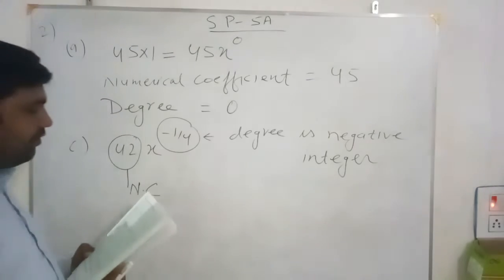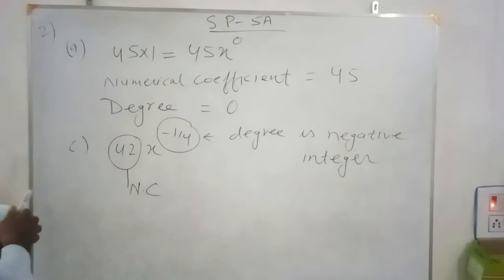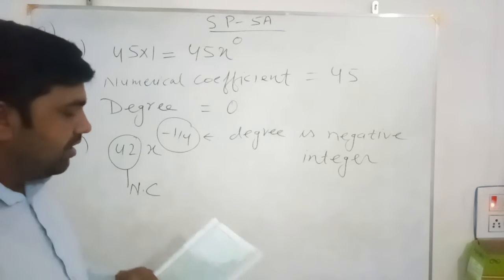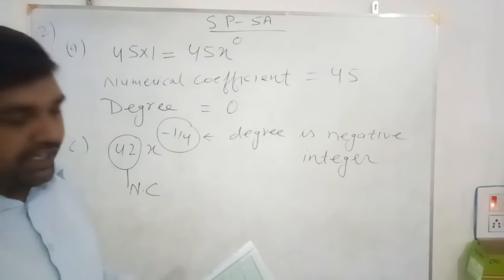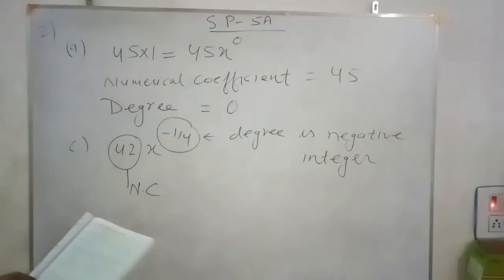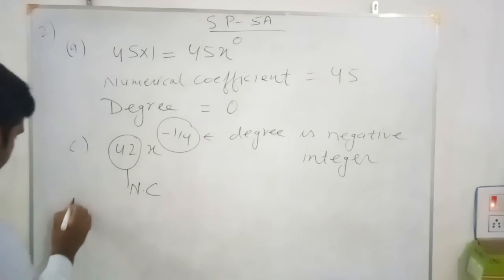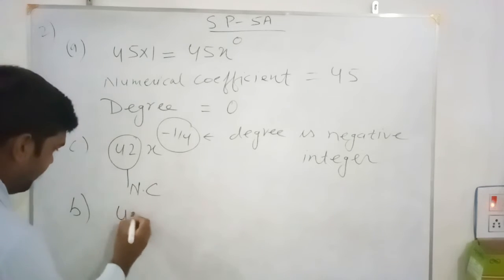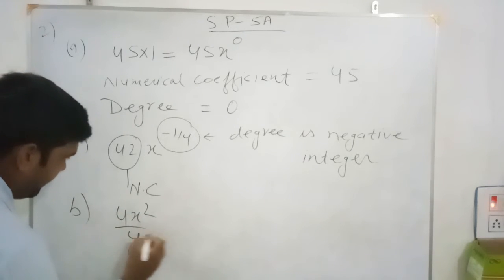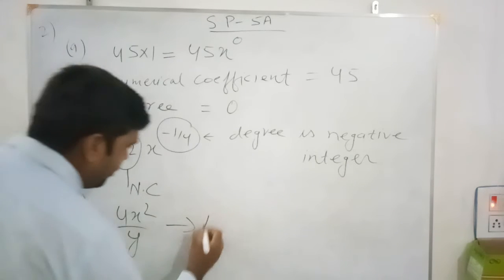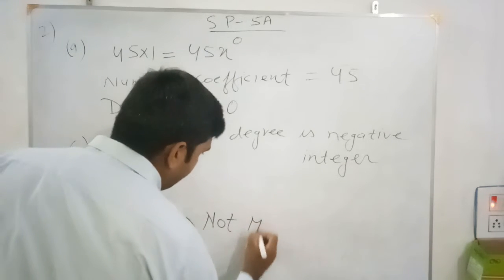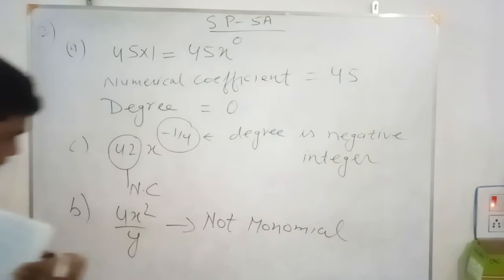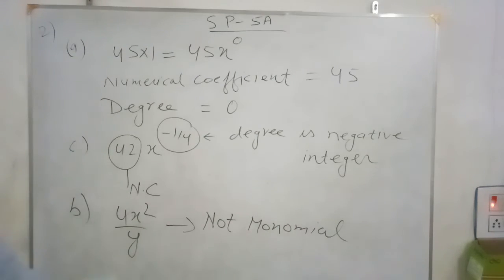Similarly, in 4x square upon y, the y is at the denominator place, so the index of y is a negative integer, since 1 upon y can be written as y to the power minus 1. Similarly, this is also not a monomial. 4x square upon y is not a monomial. Only for a monomial expression do we find the coefficient and degree.